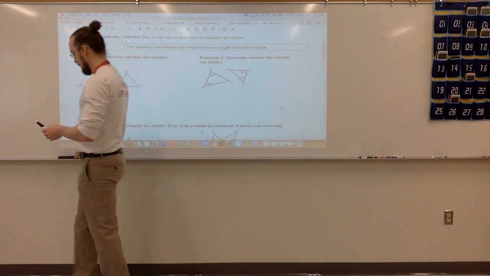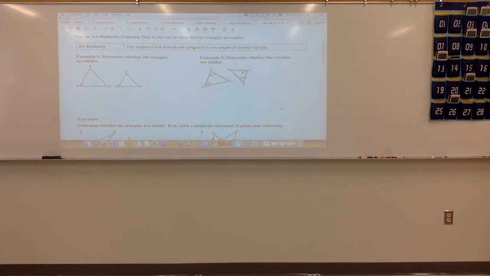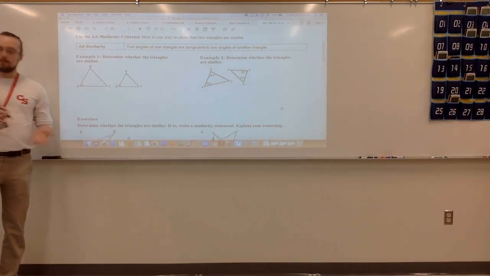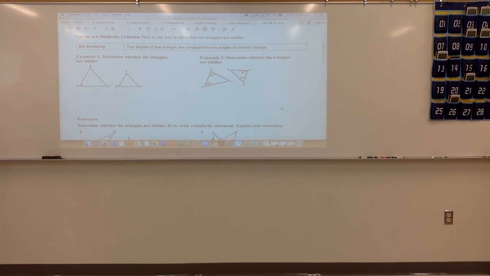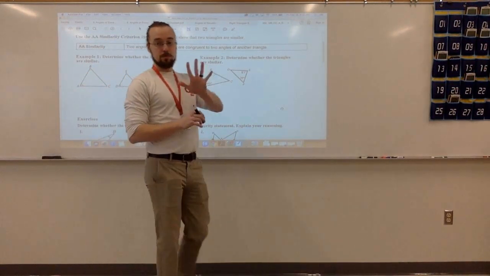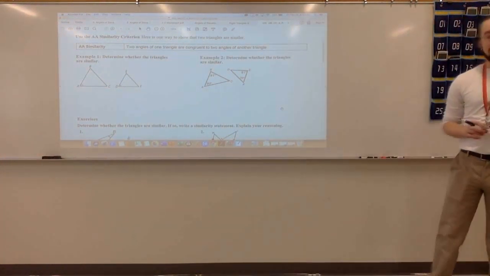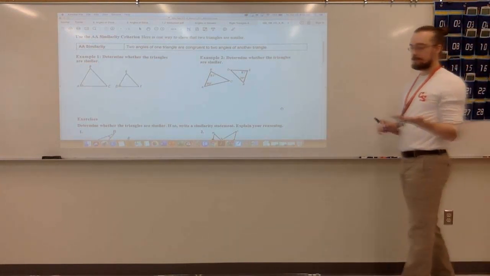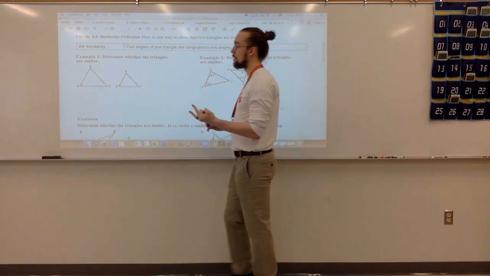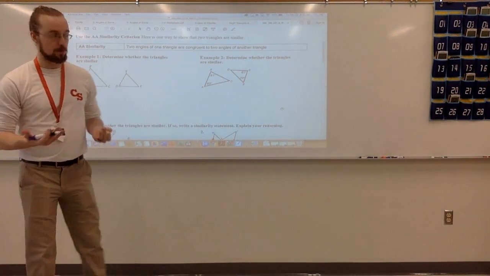Alright, the next two sections are going to be about proving triangles similar. We're going to eventually have three ways to do that, but we're just going to talk about one way today. This is related to when we proved triangles congruent. You remember, we have 5 ways to prove triangles congruent: side-side-side, side-angle-side, angle-side-angle, angle-angle-side, and hypotenuse-leg. We're going to have 3 ways to prove that triangles are similar.